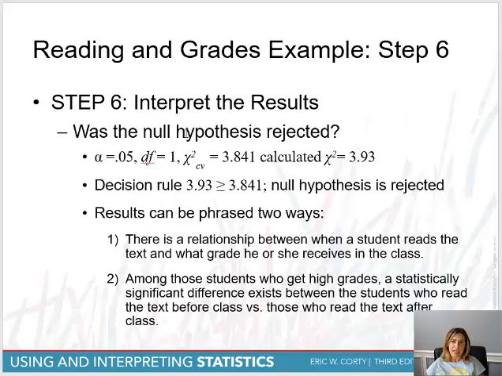So let's first put this in APA. Let's first phrase it. So remember that chi-square can either be a relationship test or a difference test. So you can phrase it any way you want. You can say that there's a relationship between when you read the text and what grade you received in class. Or you can say, among those who get high grades, there's a statistically significant difference between those who read before and those who read after. Okay, you can phrase it any way you want.